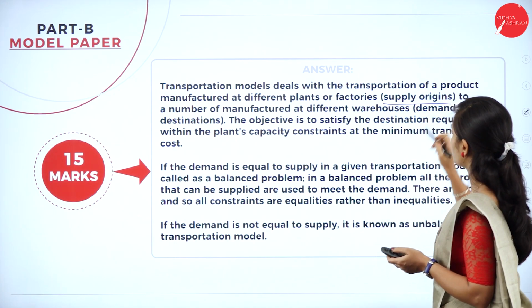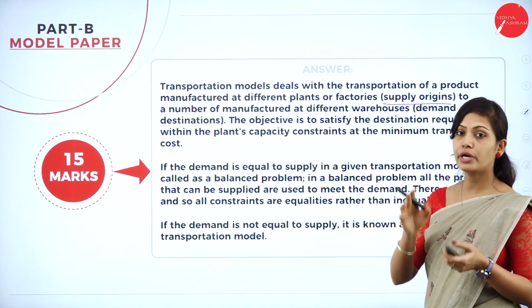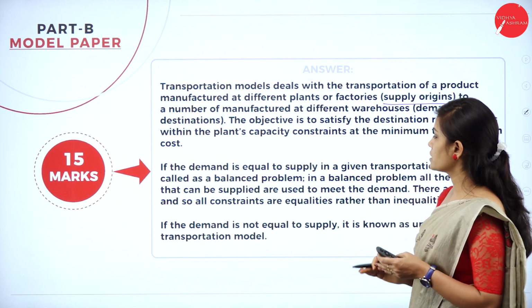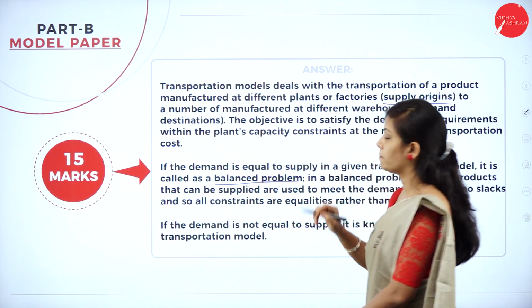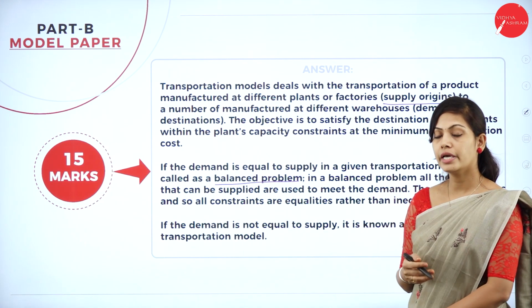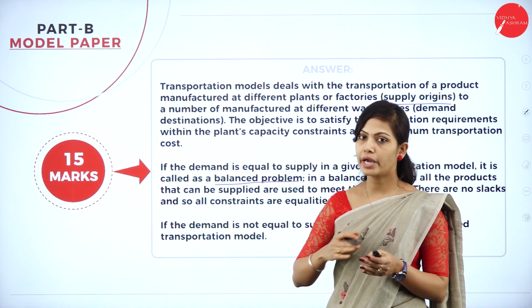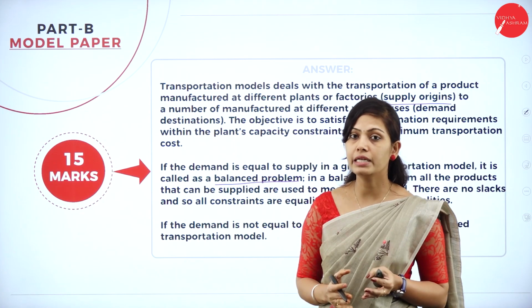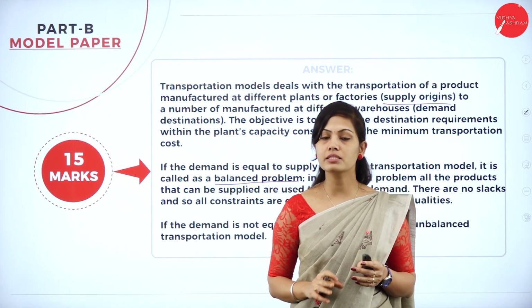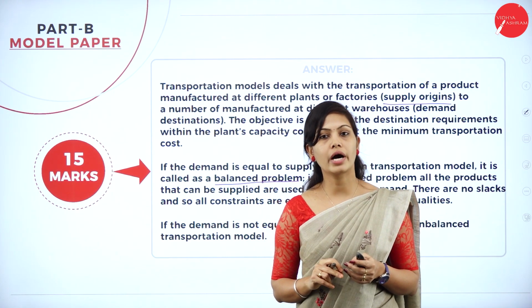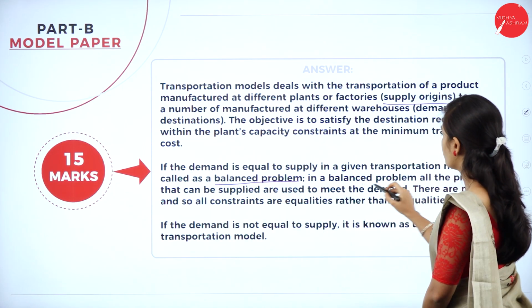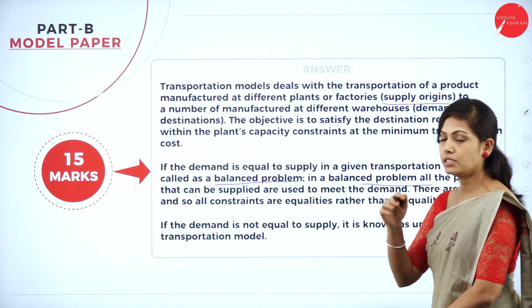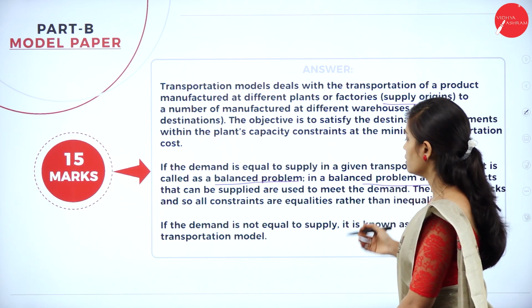So in the transportation problem, we are finding the supply value and demand value. So what is the first step? First you have to check whether the given problem is balanced or unbalanced. If it is a balanced problem, you can proceed, and if it is unbalanced, you have to make it balanced by adding a dummy row or dummy column.